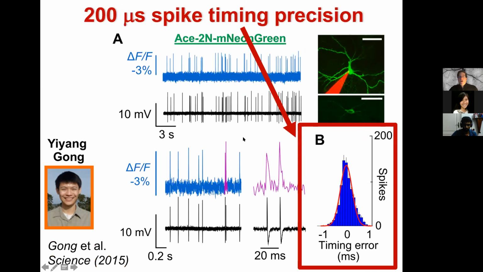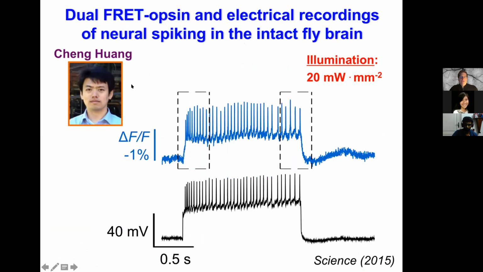And moreover, we can time the spikes very accurately. So when we use the electrical traces as the ground truth, and we estimate from the optical trace the occurrence time of the spike, you can see that the distribution of the errors is nicely Gaussian with a standard deviation of about 200 microseconds. So we get exquisite timing precision with this approach. And of course, because it's genetically targeted, we can direct the indicator to neurons whose type we can select. Okay, so this shows you the function of these indicators in the mouse brain.